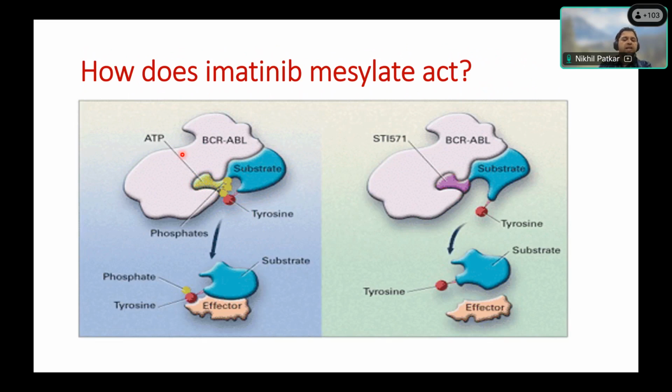Here in an untreated state, you can see that the BCR-ABL protein binds this ATP molecule and results in phosphorylation of downstream substrates. But imatinib mesylate blocks this phosphorylation, so this uncontrolled phosphorylation of substrates is stopped, reversing the oncogenic ability.